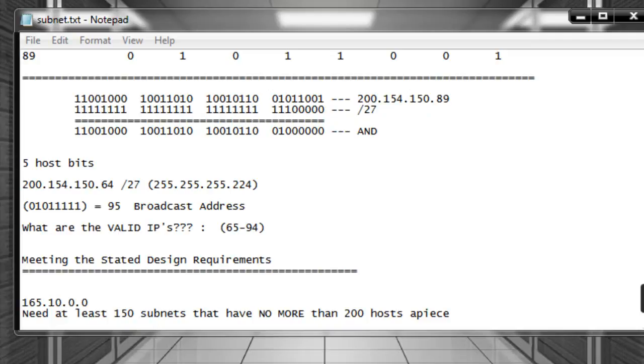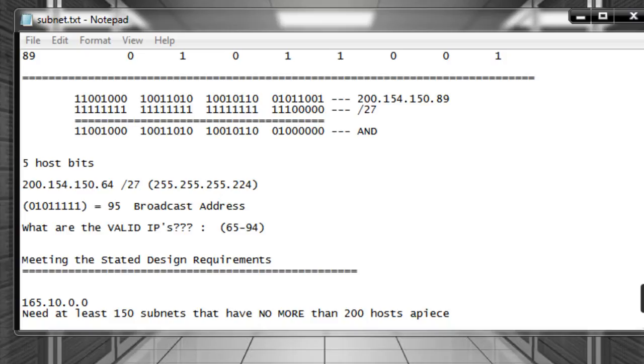So here, if you're looking at this problem, we have a stated design requirement. We're given a Class B IP address, 165.10.0.0, and we need at least 150 subnets that have no more than 200 hosts apiece. And we know we'll be looking for a subnet mask. It may not state this explicitly, but you know that's what you'll be looking for. Which of the following subnet masks, for instance, should we use? And we've got to figure this out.